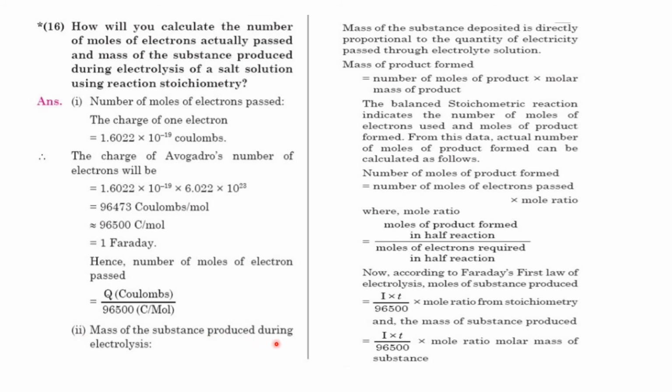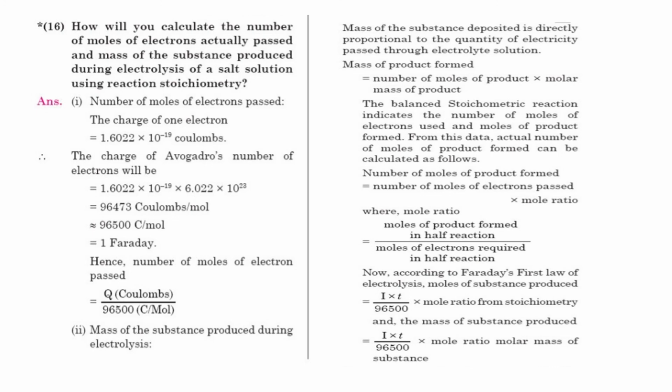Second part: mass of substance produced during electrolysis. Mass of substance deposited is directly proportional to the quantity of electricity passed through the electrolytic solution. So the mass of product formed is equal to the number of moles of product multiplied by the molar mass of the product. The balanced stoichiometric reaction indicates the number of moles of electrons used and moles of product formed. From this data, the actual number of moles of product formed can be calculated as follows. Number of moles of product formed is equal to number of moles of electrons passed multiplied by the mole ratio, where mole ratio is equal to moles of product formed in the half reaction upon moles of electrons required in the half reaction.